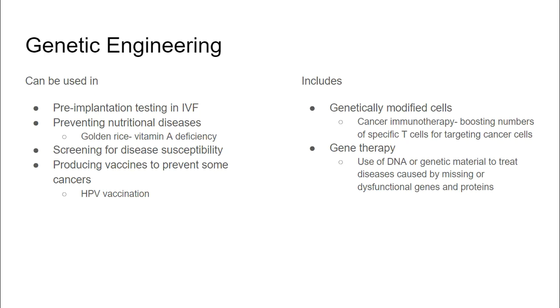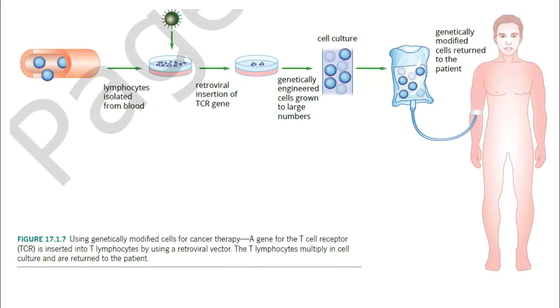It may include genetically modified cells, such as cancer immunotherapy, which boosts the numbers of T cells for targeting cancer cells, or it may include using genetic engineering for gene therapy, so using DNA to treat diseases caused by missing or dysfunctional genes and proteins.